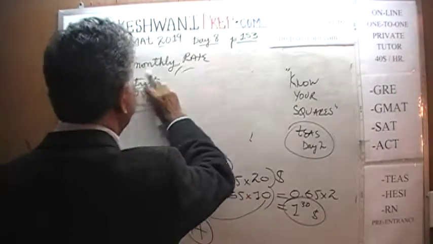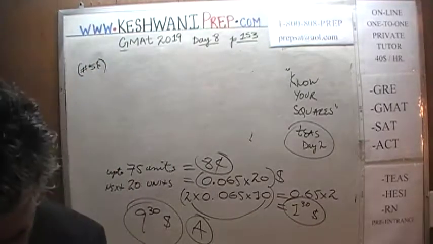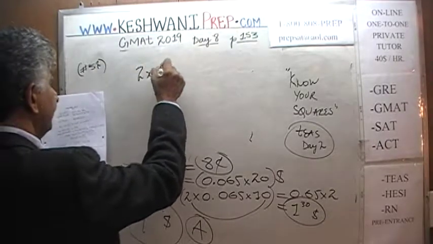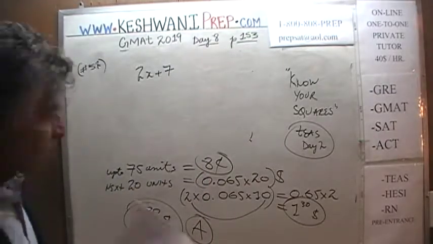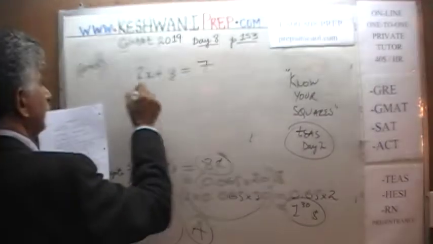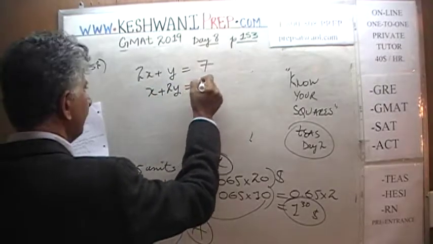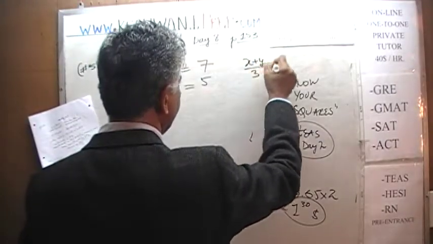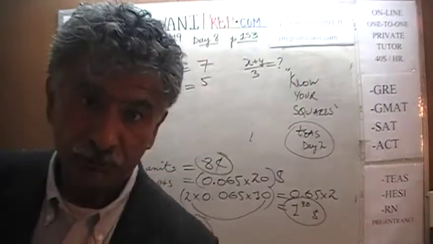Number 52. Number 52 says we are given two equations. The first one is 2x plus y equals 7. The next equation that they give us is x plus 2y equals 5. And the question simply is, how much is this quantity, x plus y divided by 3? Let's find out, shall we?